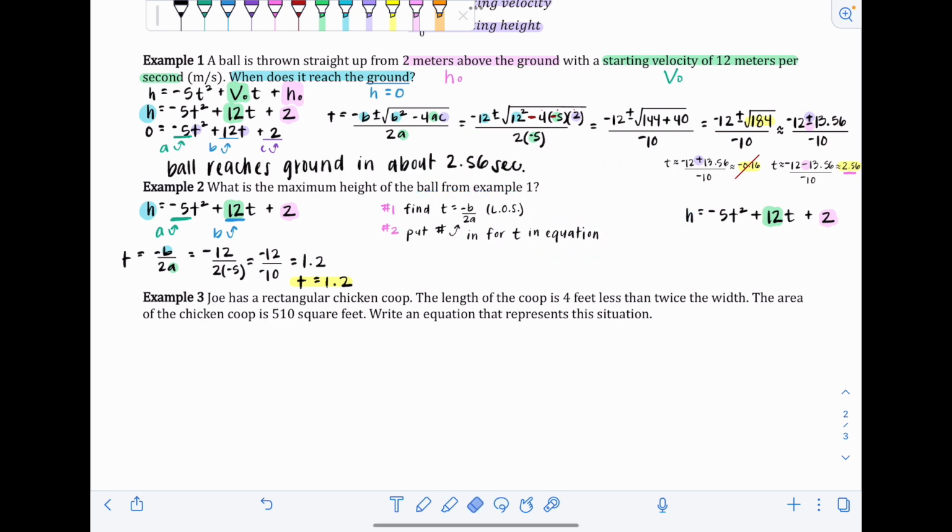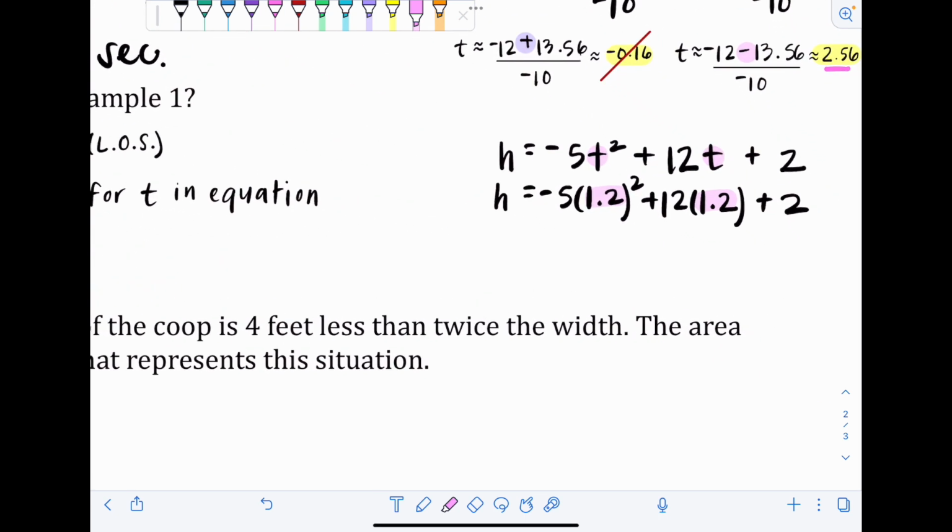And then we're going to take that 1.2 and put it in the equation for both T's. So 1.2 will go right here, and then we can simplify. So H equals -5 times 1.2 squared plus 12 times 1.2 plus 2. So 1.2 replaced or swapped out for both the T's. And then now I follow order of operations to simplify. So first I'm going to go ahead and square the 1.2.